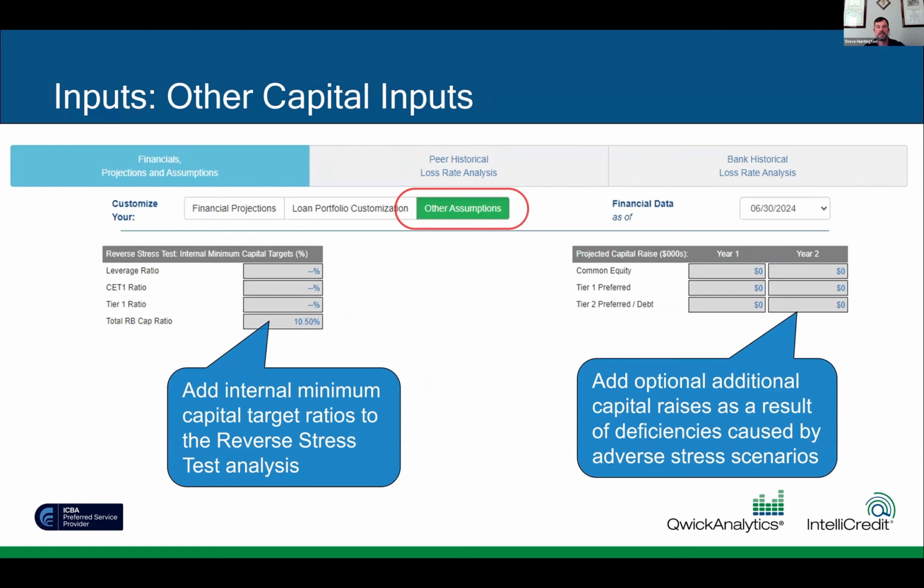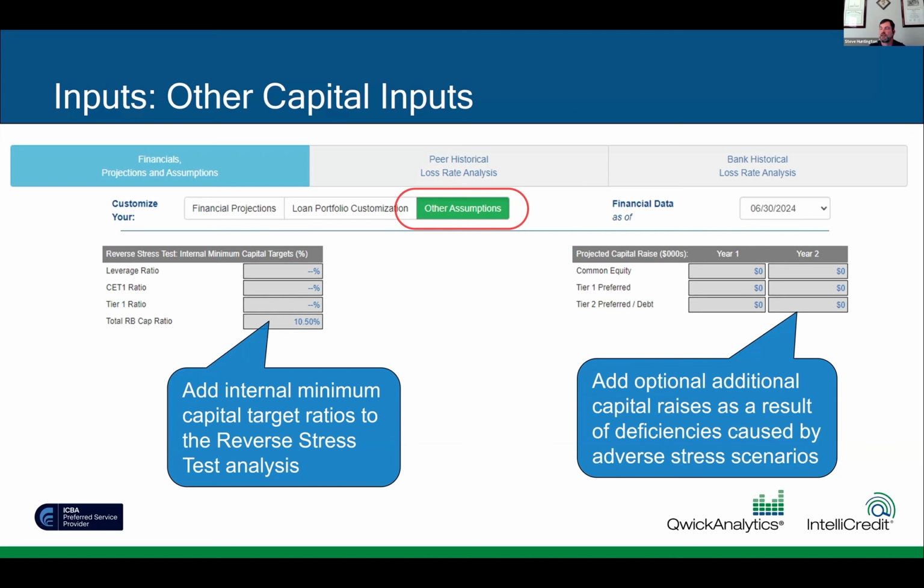So if it's telling you you'd need to have an Armageddon situation in order to get below well-capitalized, but your board has internal triggers, say if you get below 13% total risk-based capital or below 10% tier 1 leverage ratio, that the board has certain steps that they need to take, so you can plug those in there.